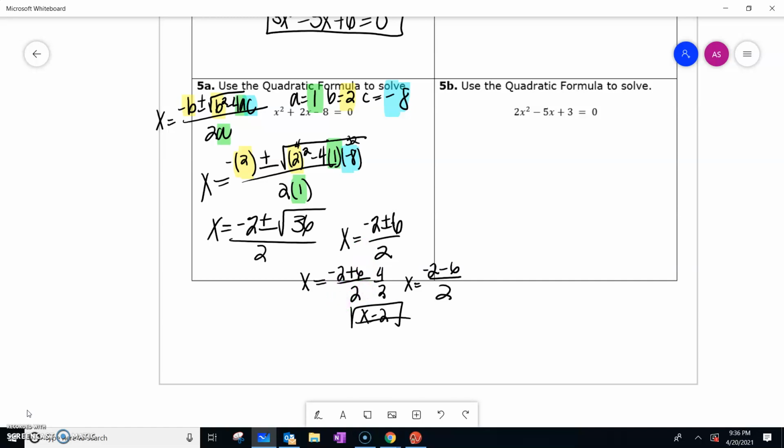All right, and then my second one, I'm going to have -2 minus 6, which is -8. That -8 is going to be over 2, so my x will be equal to -4. Again, excuse my handwriting. But your solutions are x equals 2 and x equals -4. All right, so let's go ahead and move on to part B.